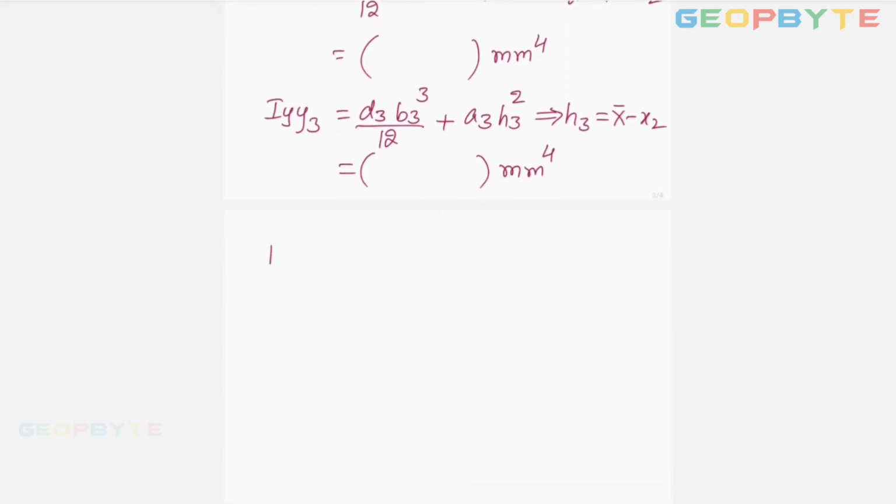Then the total moment of inertia about y axis, Iy1 plus Iy2 plus Iy3. It gives the total moment of inertia about y axis in mm power 4. That is how we can find the moment of inertia for the given Z section.